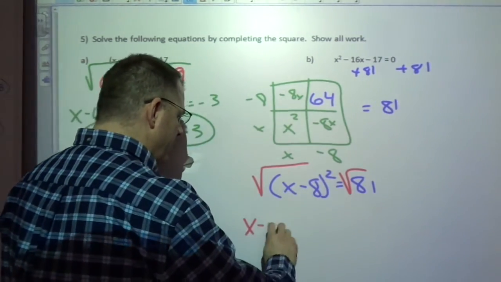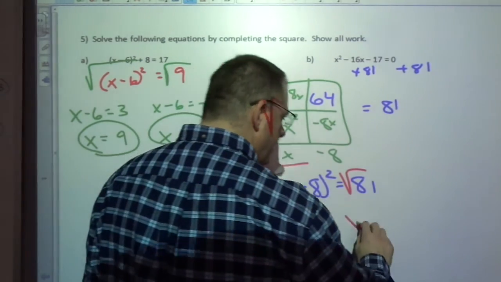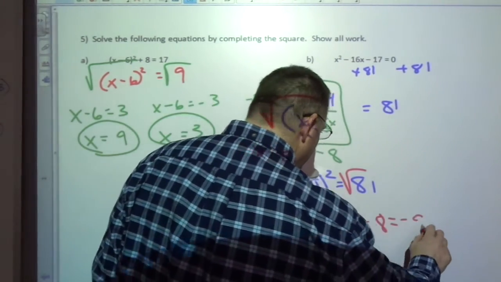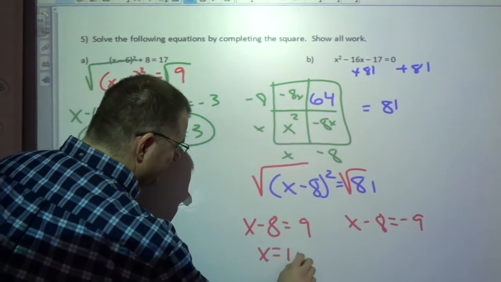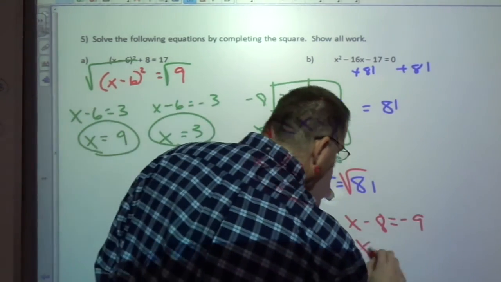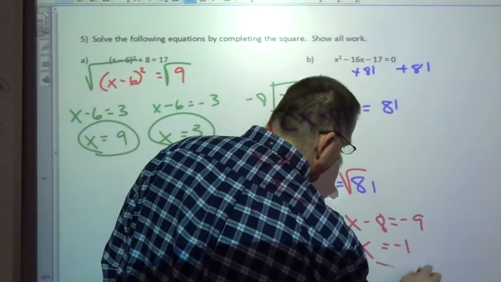So we have x minus 8 equals positive 9, and x minus 8 equals negative 9. So x equals 17, or x equals negative 1.